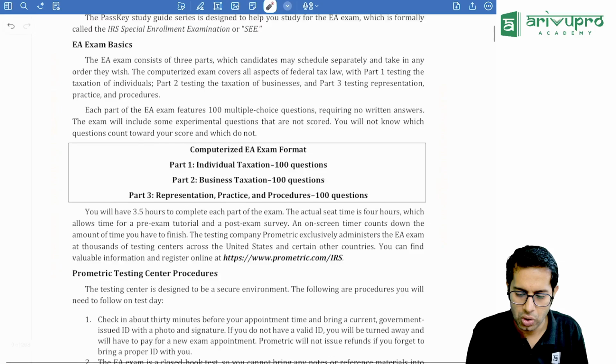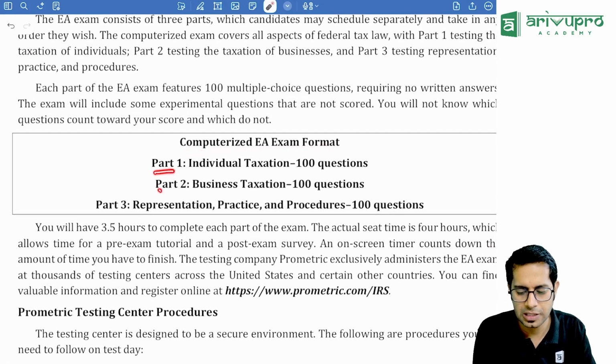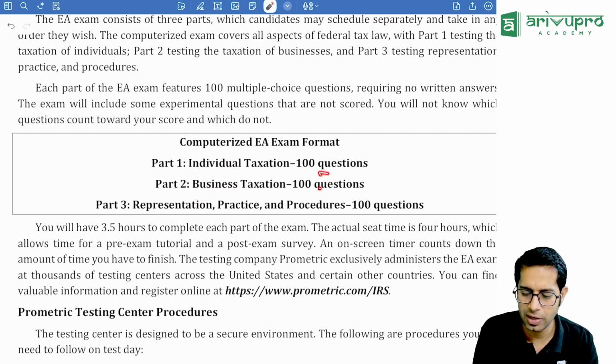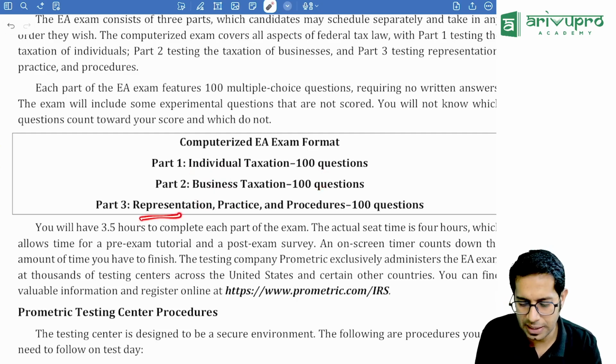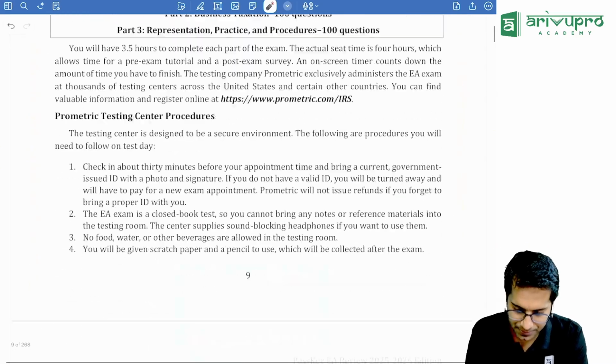And as I told you, the entire examination will be a computer-based examination. You will have 3 parts: Part 1, Part 2, Part 3. Part 1 is individual taxation, Part 2 is corporations or business taxation, which will have 100 questions, and Part 3 is representation, practices and procedures which you have to follow, which is for 100 marks.